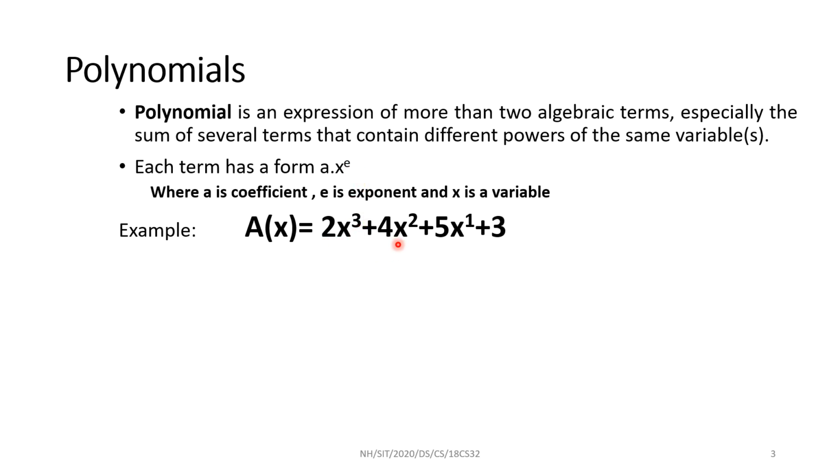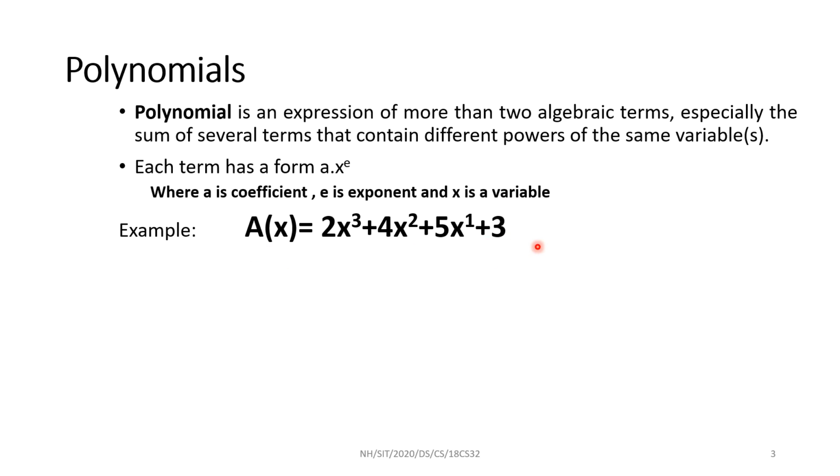In the second term, a is 4, e is 2. Here, a is 5, e is 1. Here, a is 3 and e is 0. We don't write that one, we ignore that part because x power 0 is 1. So this is a polynomial.